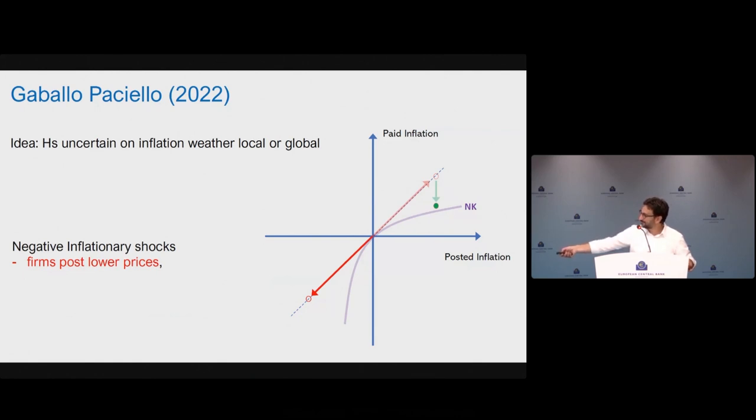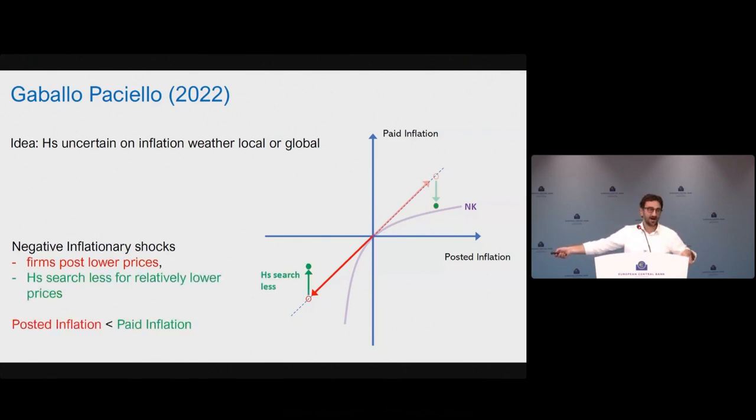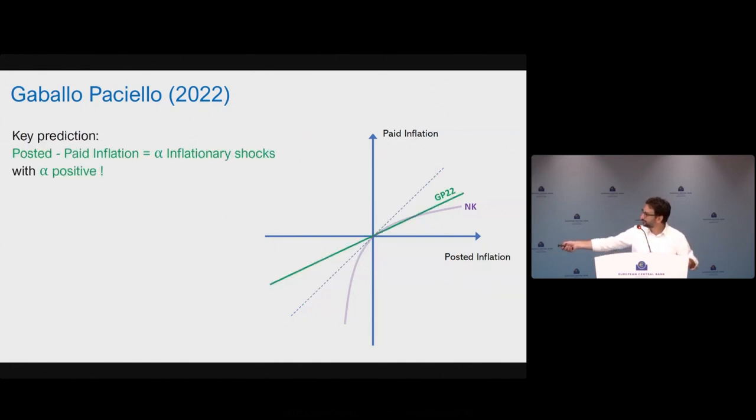When there is negative inflation, I give a chance to my relative price being better, and so I have less incentive to search. I'm more willing to stay. And so the paid price may be higher than the posted price, okay? I experience less deflation. So this is a model in which paid price inflation can be different from posted, even at the first order, okay? And this is the effect of search.